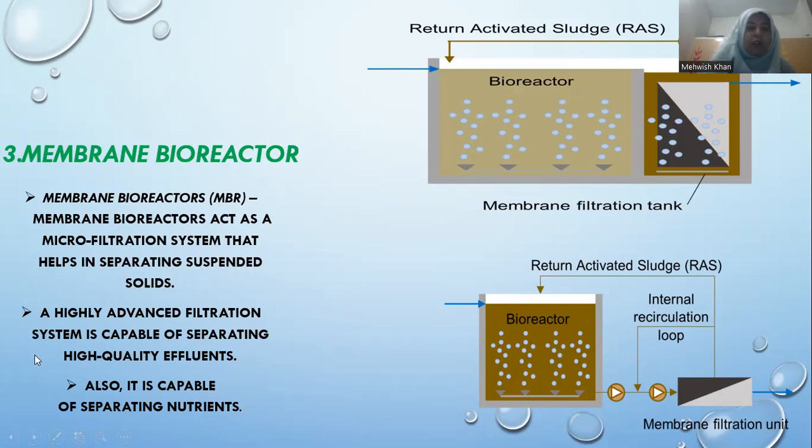A highly advanced filtration system is capable of separating high quality effluents. The water is entering into the reactor, और उसमें जो है वही system है कि जो purified water will pass to the filter, while the rest of the things will stay behind, वो bioreactor में ही रह जाएंगी. And it is also capable of separating nutrients as well. You can see the word I use, ultrafiltration, because it uses an ultrafilter. It works with the ultrafiltration mechanism as well.